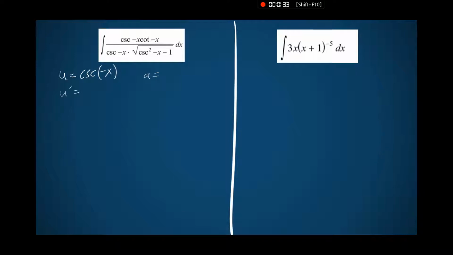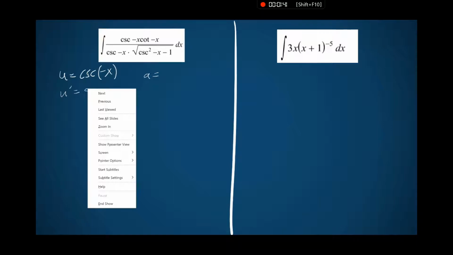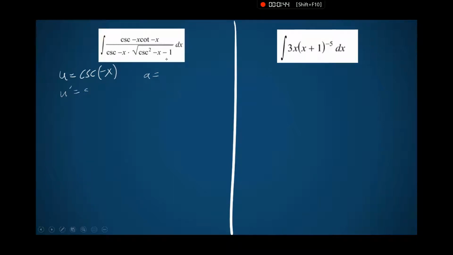U prime is minus plus cotangent, because if I derive cosecant, what do I get? Oh, cosecant and cotangent. Okay, so cosecant cotangent of our angle. Positive, you're right, because we had that negative already from the inside part, so with chain rule, that negative will become positive. What is our A?